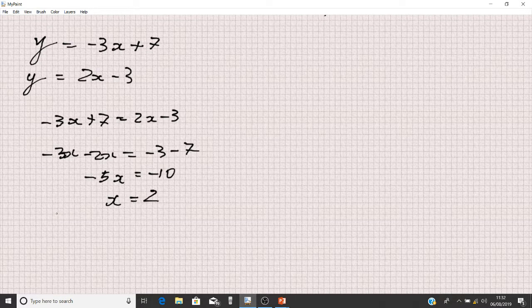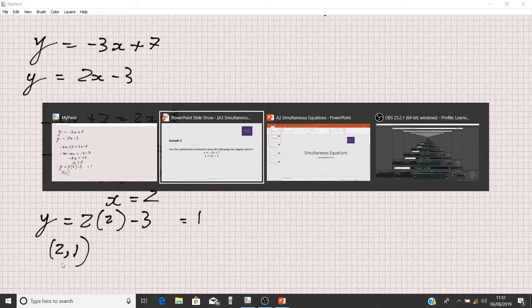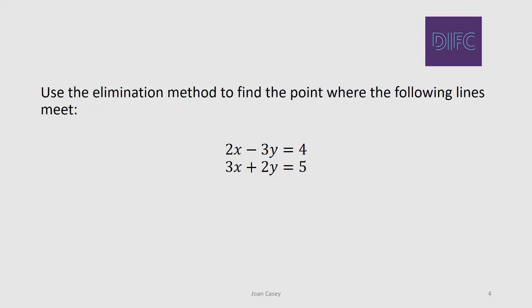So that's the value of x, and when we have x, we now substitute the value of x into either equation. So we'll just say 2 times 2 minus 3, so y equals 1. So by substitution, we found the point of intersection is 2, 1. Okay, we'll do one more example now, this time using the elimination method. And we have to use elimination in this case to find the point where the following lines meet.